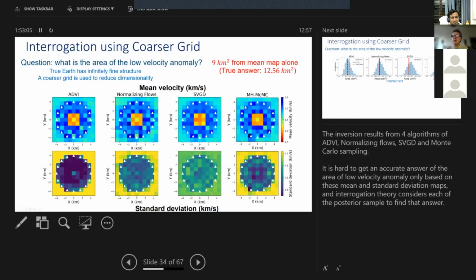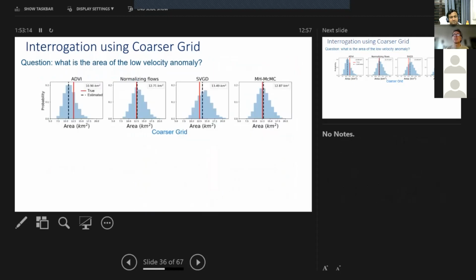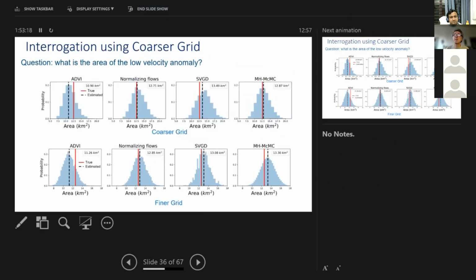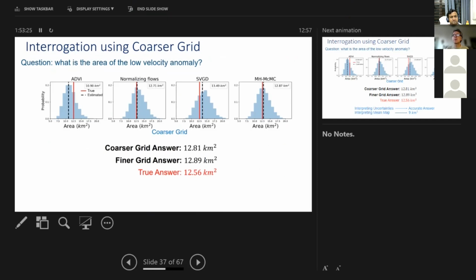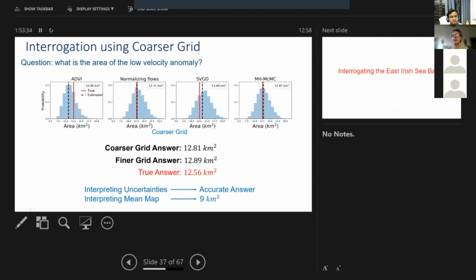If we just go through the same process with this coarse grid, we define the target function and we translate all the models through with the coarser grid, we get this set of statistics, which is actually pretty similar to the ones from the finer grid. And the answer we get is almost identical to the one from the finer grid. So what you're seeing here is that even though when we interpret the mean map alone, we got this terribly biased answer of 9 kilometers, if we add in the uncertainties, which we usually think of as a bad thing, we get a far, far more accurate answer, even on a much, much coarser grid. And that's the value of the uncertainties.